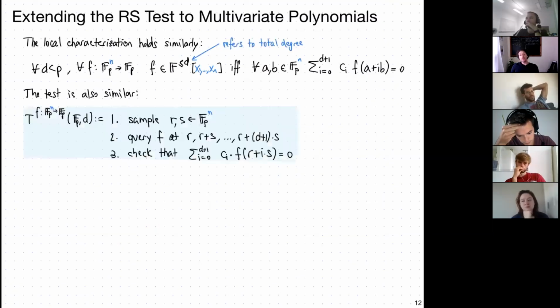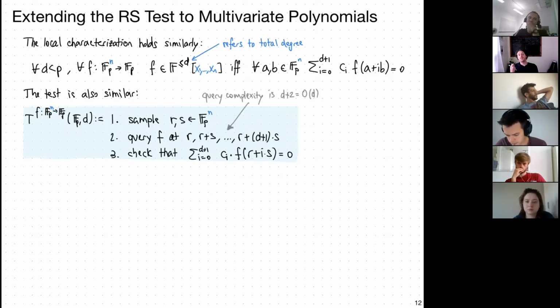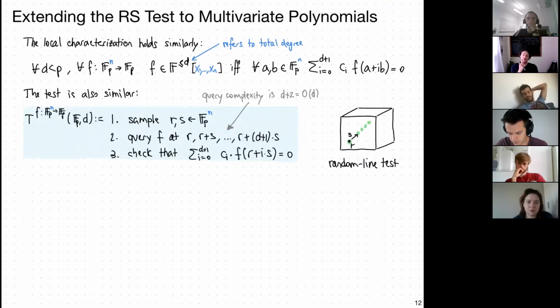So the test would also be exactly the same. This is like a copy paste of the previous one, and the only thing which changes is that the degree is to the power of n. Query complexity, because of that, remains O of d. But now this is fantastic because the size of the object is d to the n, because it's n-dimensional, but we only look at d out of it, so it's much, much smaller.